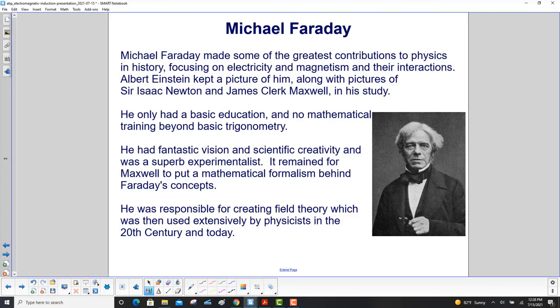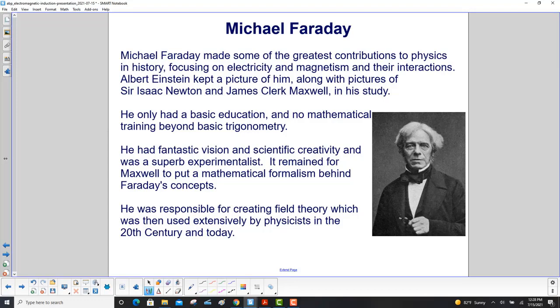A few words about Michael Faraday. Michael Faraday made some of the greatest contributions to physics in history, focusing on electricity and magnetism and their interactions. Albert Einstein kept a picture of him, along with pictures of Sir Isaac Newton and James Clerk Maxwell, in his study. He only had a basic education and no mathematical training beyond basic trigonometry.